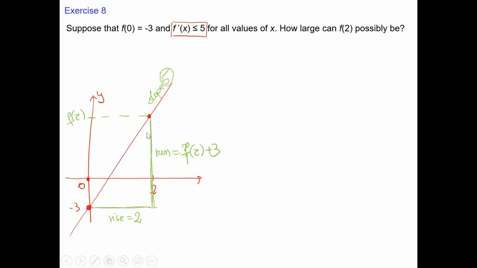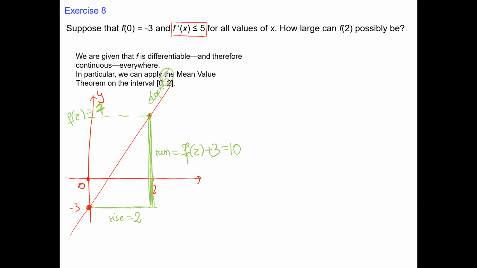What number divided by 2 is 5? Of course, it's 10. That means this has to be 10. And if we have 3 units, this is supposed to be 7 units up. We figure out this is the maximum value of f of 2. I kind of used the fact that the slope of the tangent is the same as the slope of the secant line.